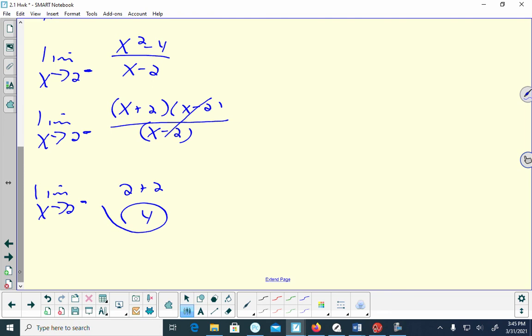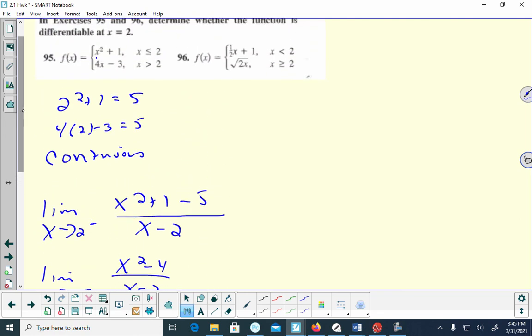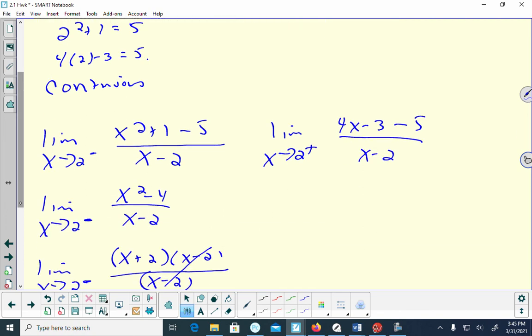Okay, now I'm going to do the same thing except I'm going to do it from the right. So the limit as x approaches 2 from the right, which means now I'm using this formula here. So I'm going to do 4x minus 3 minus f of c, which we just said was 5, over x minus 2. It's still the same work. It's just that you're using one from the left, one from the right. You're using the 2 different formulas.